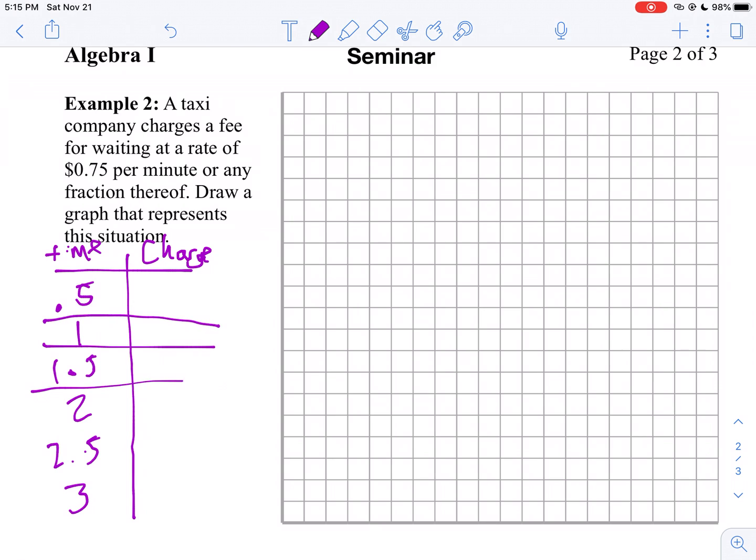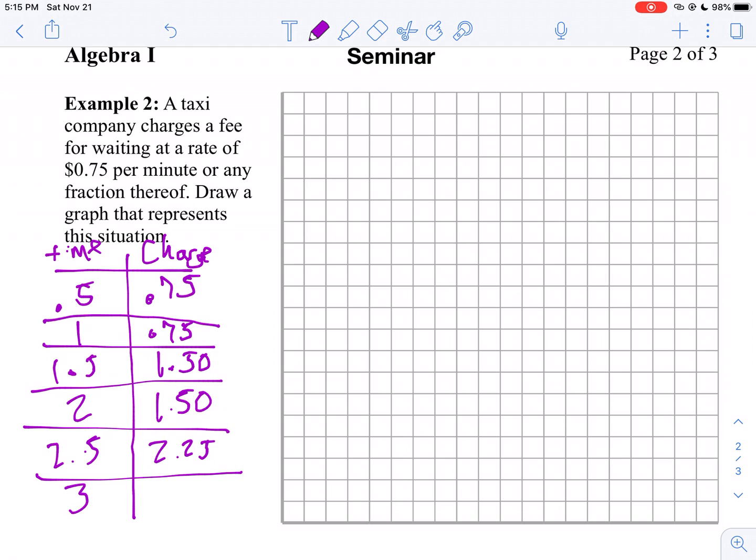So we're going to charge 75 cents for every minute. So if you're only there for a half a minute, you're still going to be charged 75 cents. If you're there for a minute, you're going to be charged 75 cents. After a minute passes, it goes up another 75 cents, so it'll be $1.50. And then 2 minutes is going to be $1.50. And then we add on another one. I'm going to go $2.25. And that'll be $2.25 for 3 minutes.